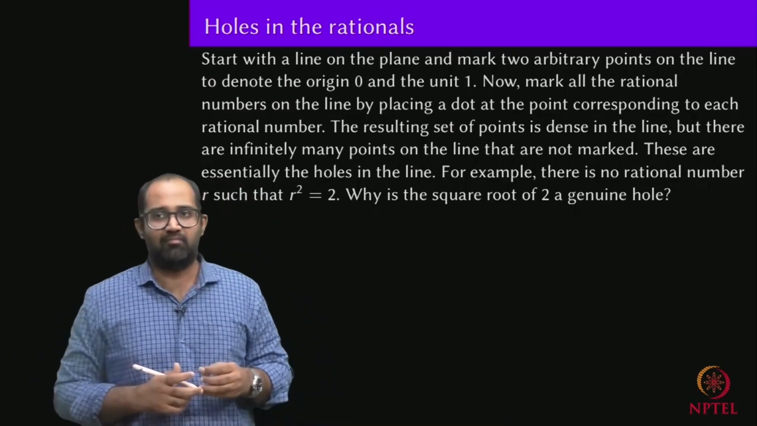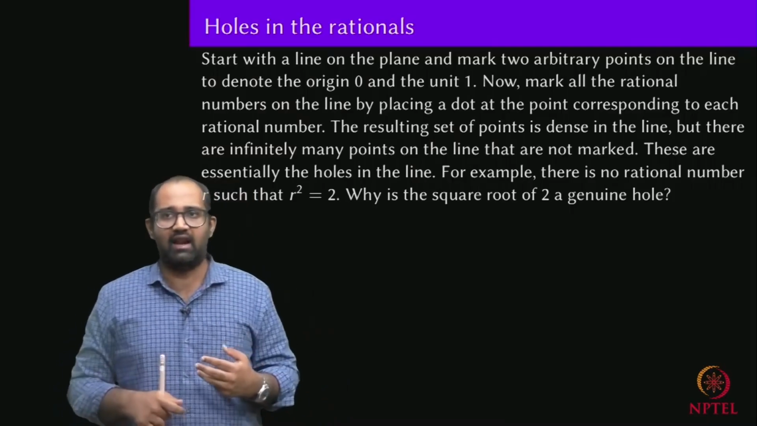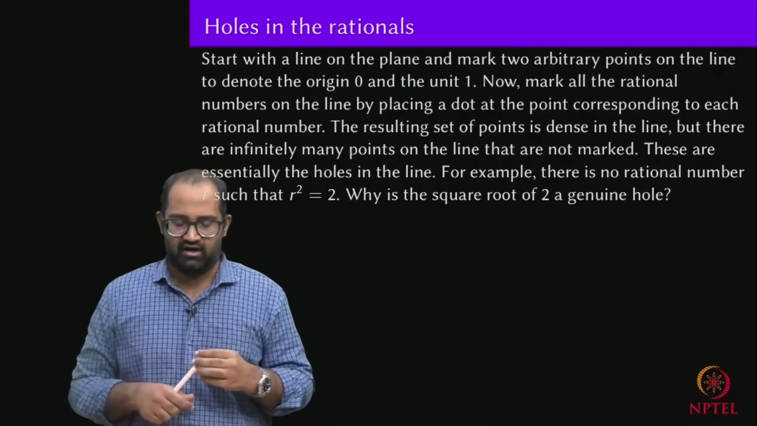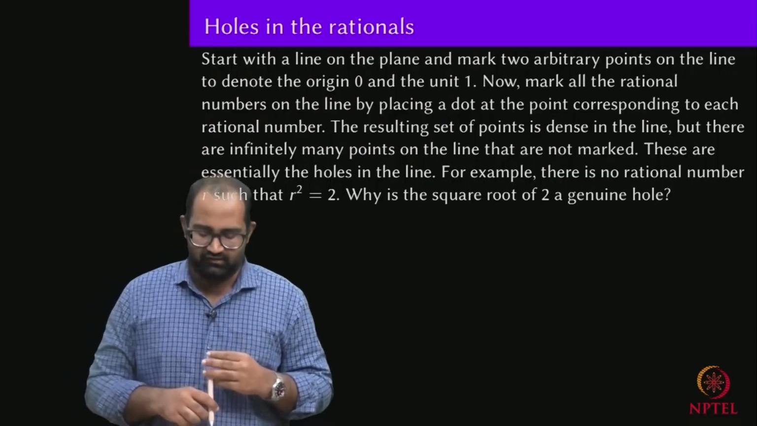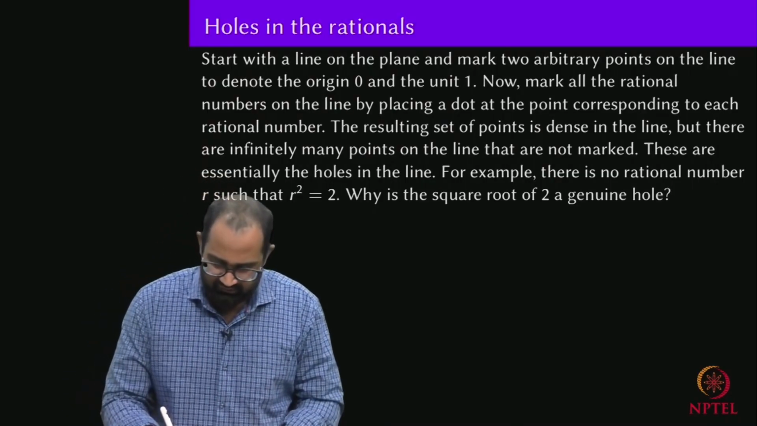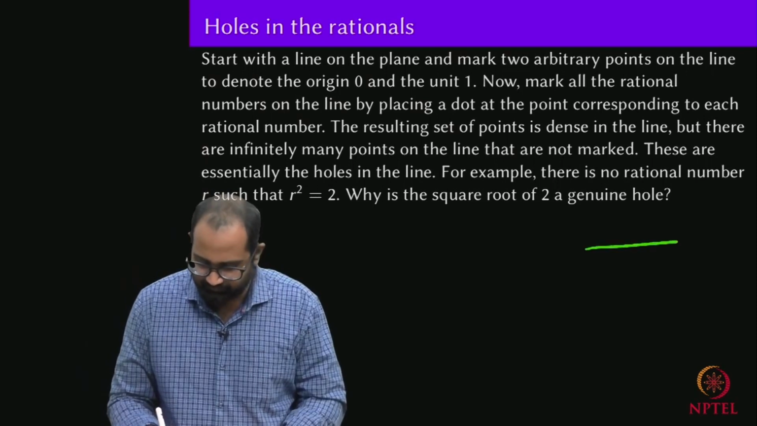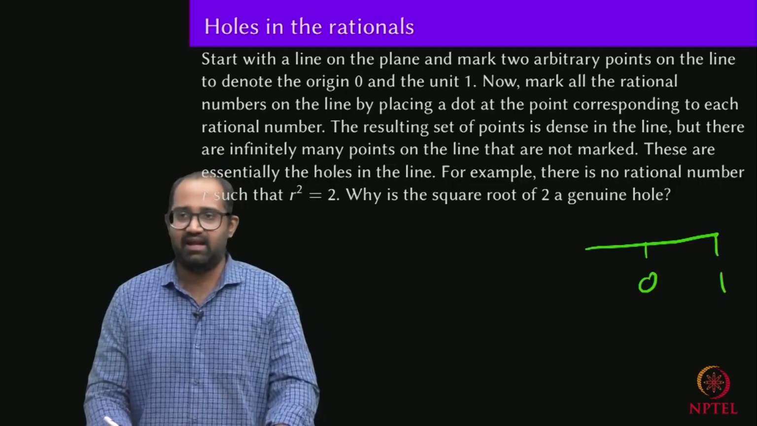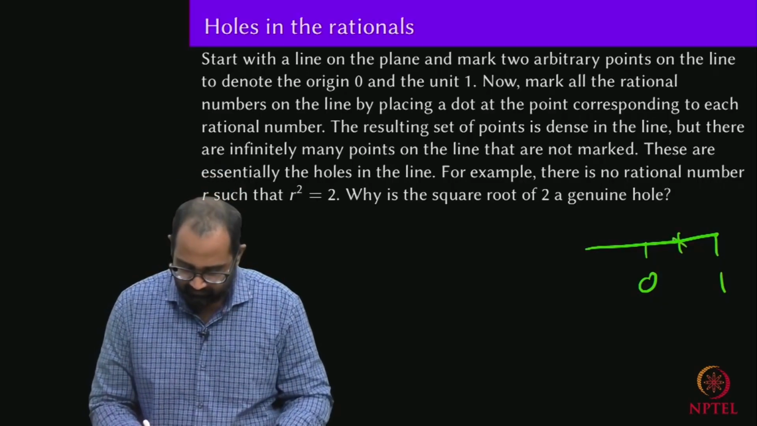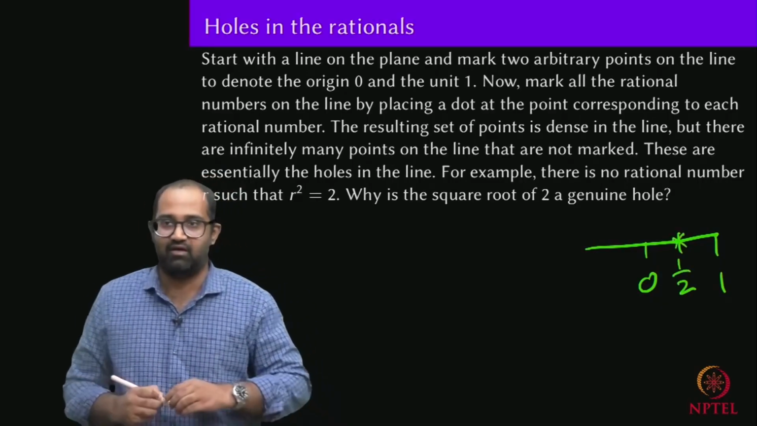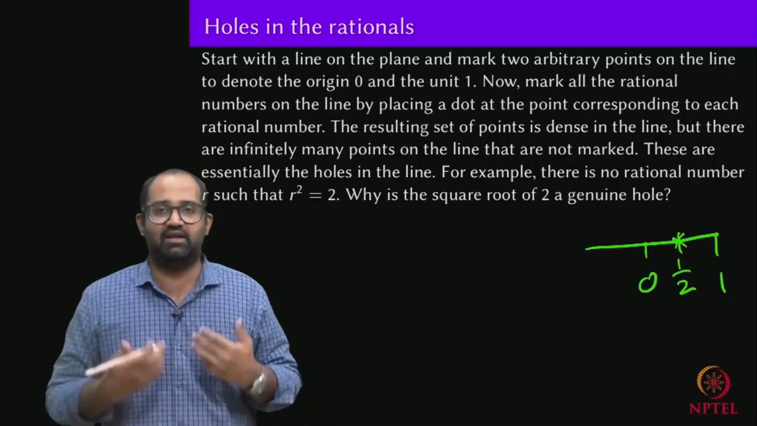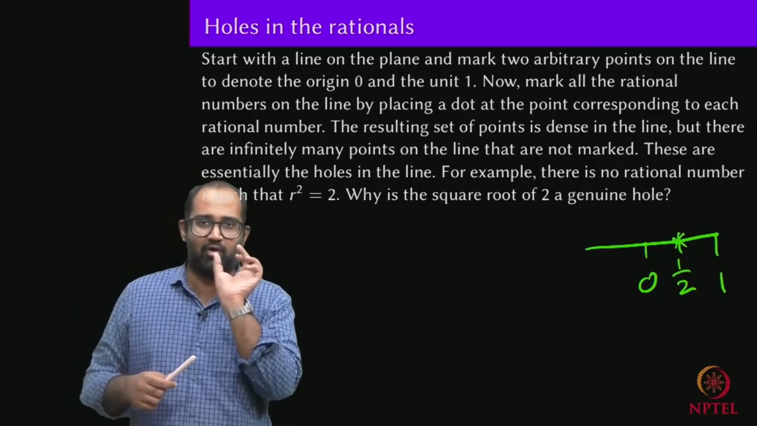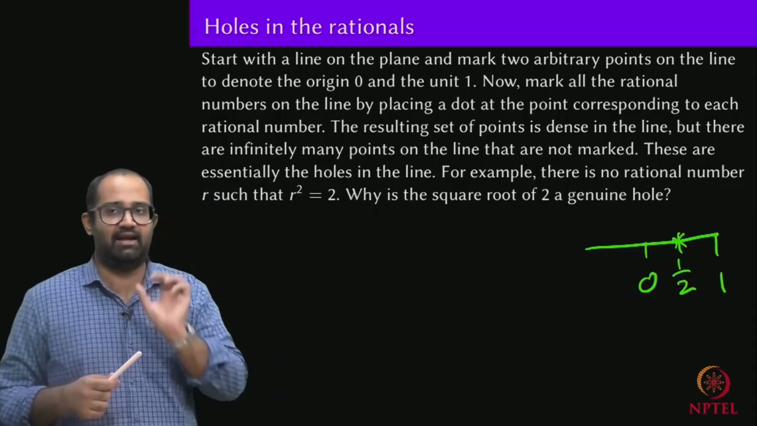Now, once you have marked this, you can mark all the rational numbers on this line by placing a dot at the point corresponding to each rational number. For instance, let's say that I draw this green line. I mark this point as 0, this point as 1, then clearly half should come here, right? This should be the location of half. Similarly, you can mark 2/3, 3/4, all the rationals, because now you have a common measure of what unit length is.